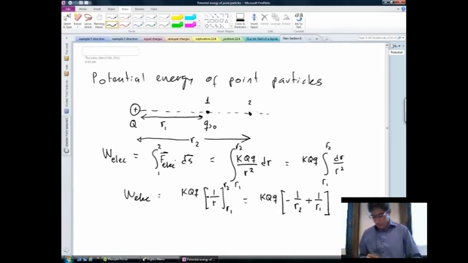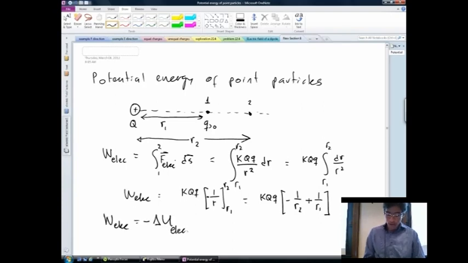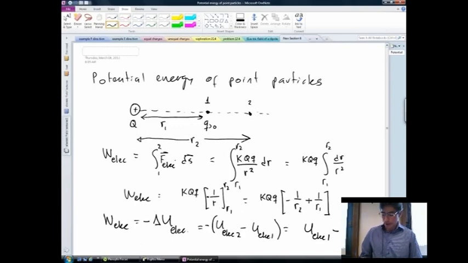Okay? So the electric force is a conservative force, which means that the work done by the electric force should be equal to the negative of the change in the potential energy of the particle. So that means that the work done by this electric force, when it goes from 1 to 2, should be equal to the electric potential energy, the final is 2, I'm going to do it slowly here, 2 minus 1. So that will be the electric potential energy at point 1 minus the electric potential energy at point 2.